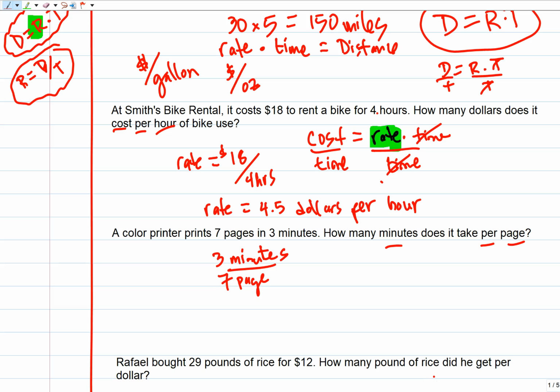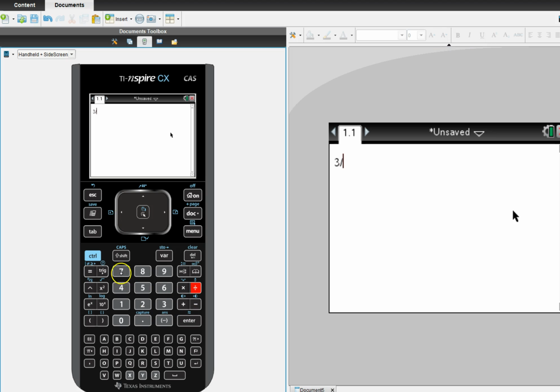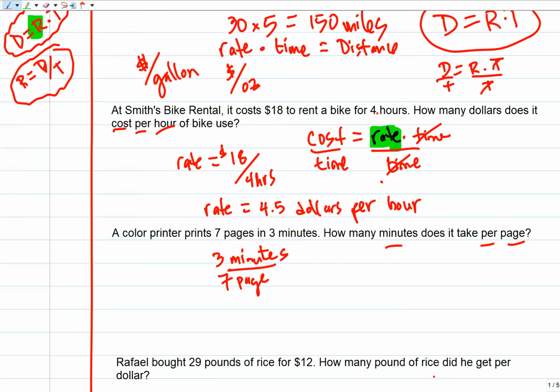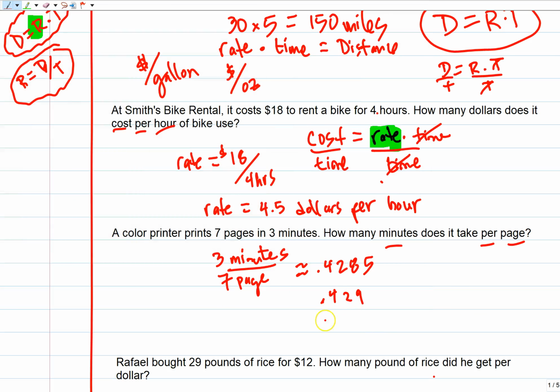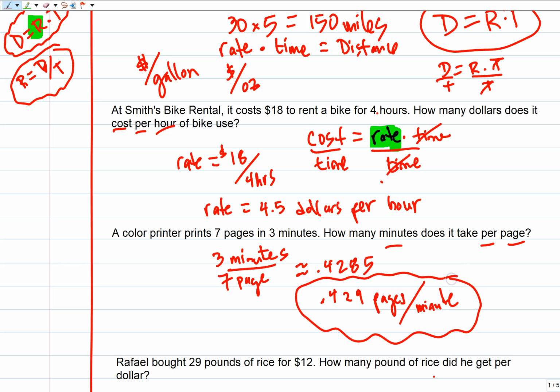I had to think about it for a second. We're not going to leave this as a fraction, so we're going to divide the 3 by 7. I'm going to need a calculator for that. 3 divided by 7 is 0.428, probably to the thousandths. So 0.4285 becomes 0.429. Make sure I did that right. 428. Yeah. So 0.428 or 0.429 what? Pages per minute. And that would be the rate of that printer.